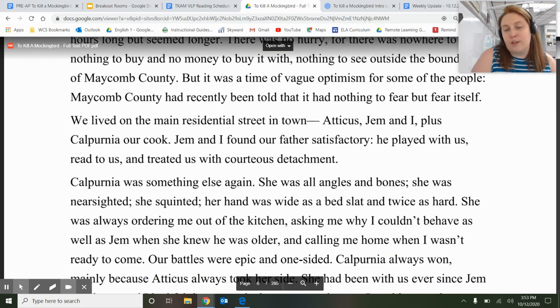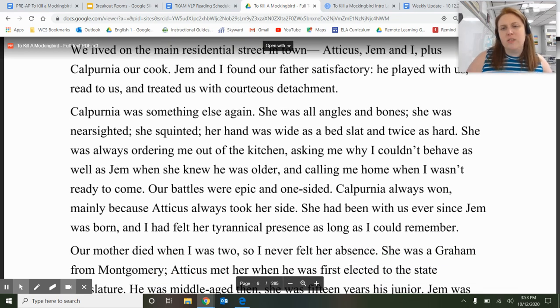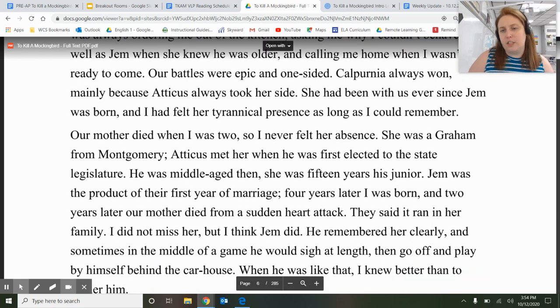Jim and I found our father satisfactory. He played with us and read to us, and he treated us with courteous detachment. Calpurnia was something else. She was all angles and bones. She was nearsighted, she squinted, her hand was as wide as a bed slat and twice as hard. She was always ordering me out of the kitchen, asking me why I couldn't behave as well as Jim when she knew he was older, and calling me home when I wasn't ready to come. Our battles were epic and one-sided. Calpurnia always won, mainly because Atticus always took her side. She had been with us ever since Jim was born, and I had felt her tyrannical presence as long as I could remember. Our mother died when I was two, so I never felt her absence.